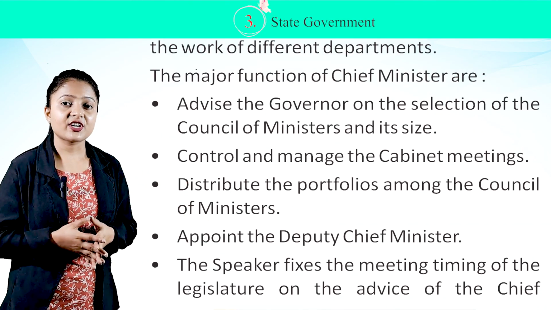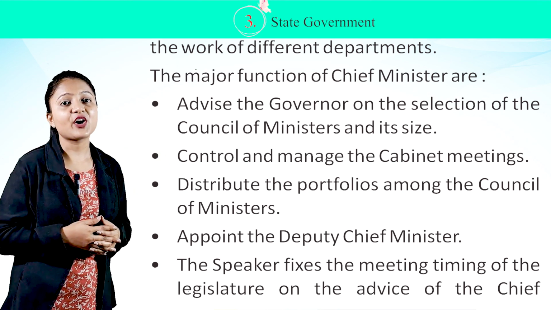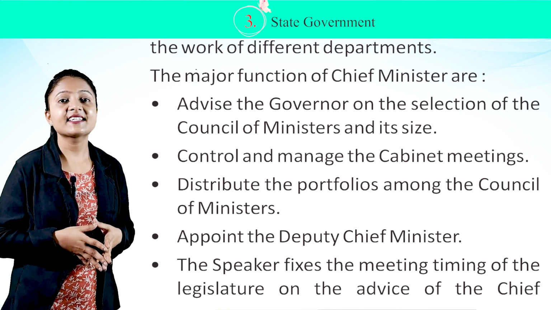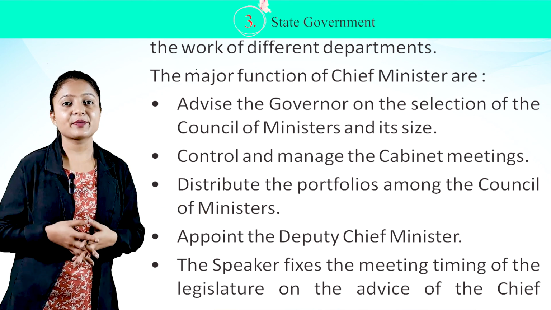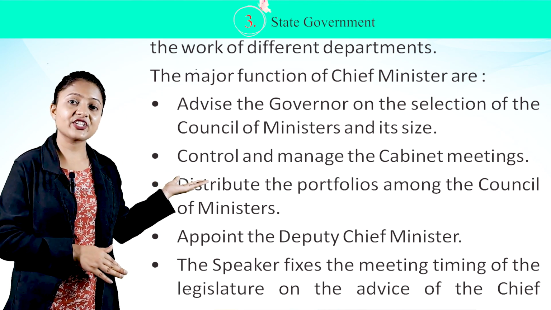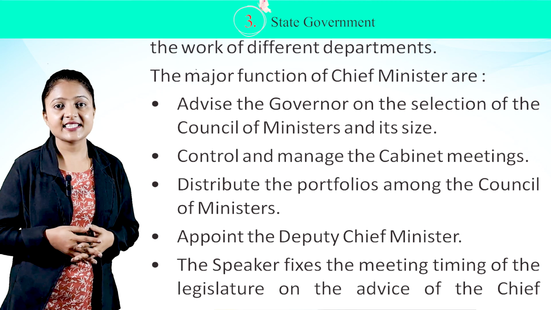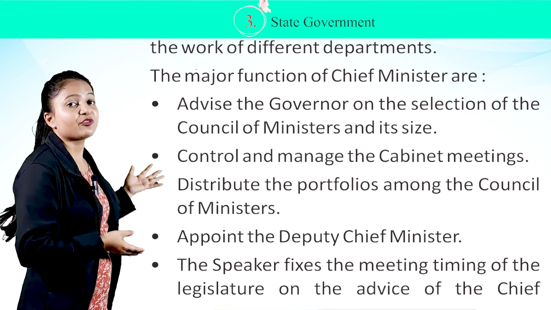The major functions of chief ministers are to advise the governor on the selection of the Council of Ministers and its size, control and manage the cabinet meetings, distribute the portfolios among the council of ministers, and appoint the deputy chief minister. The speaker fixes the meeting timing of the legislature on the advice of the chief minister.